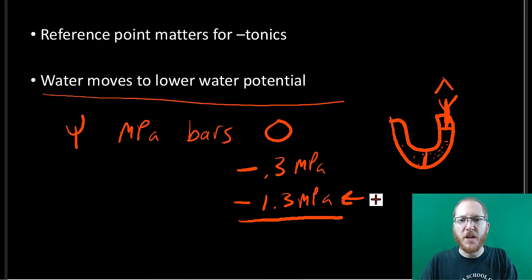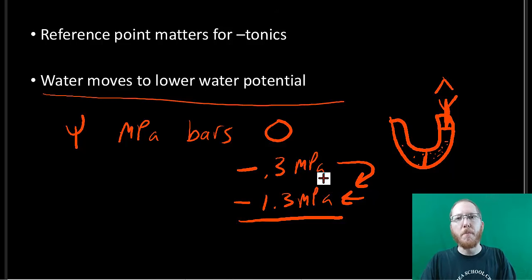Negative 1.3 is the hypertonic guy, and that is where the water is going to move. So the negative 0.3 MPa solution will lose mass, will lose volume, will lose water, and the negative 1.3 megapascal solution, or whatever it is, solution, cell, is going to gain that. So it would swell, it would gain mass, it would gain in volume.